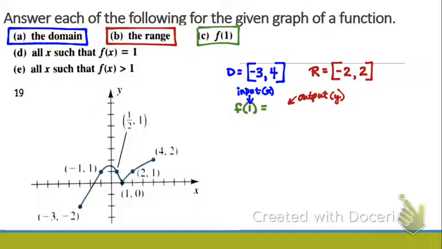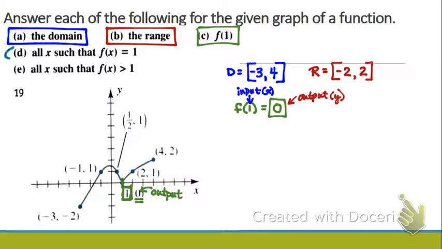So I'm going to go to the graph. I'm going to go to which value on the x-axis? I'm going to go to 1 on the x-axis. That's right here, right? Here's my input. What's my output at that point? 0. Here's the output. So that's what I would write right here. Do you guys understand what I was looking for, what I was seeing there? Okay.